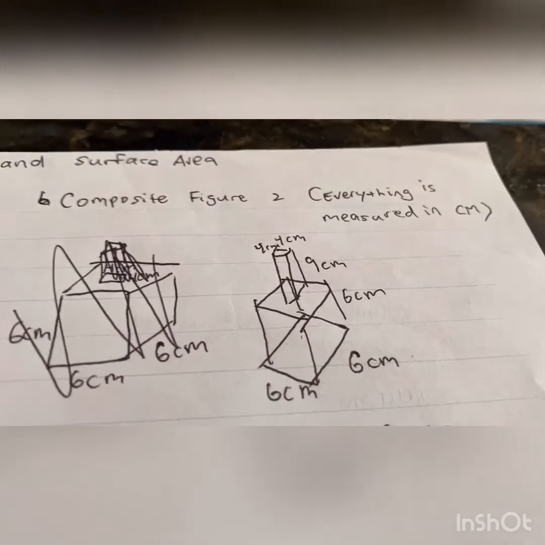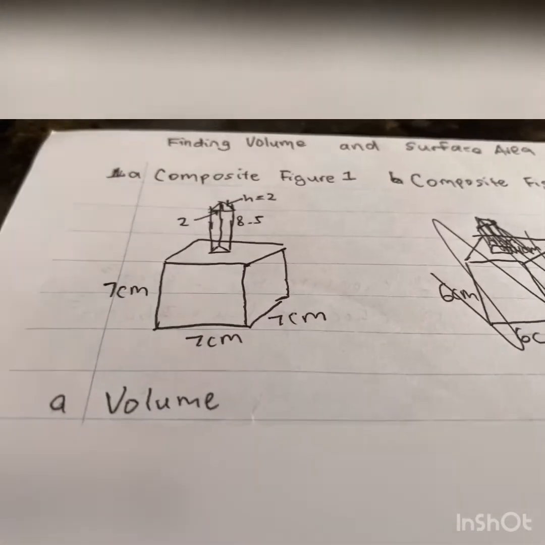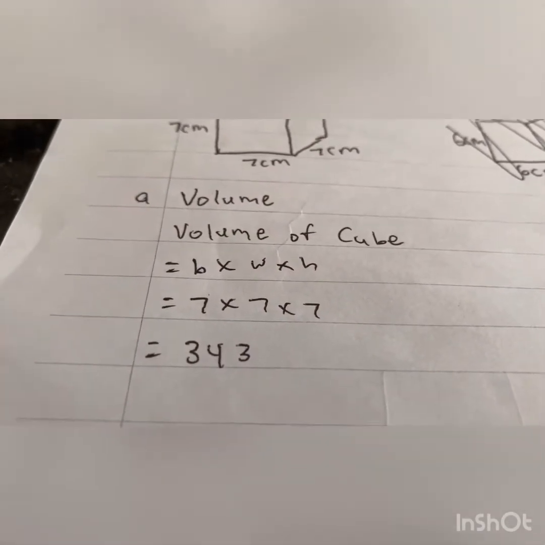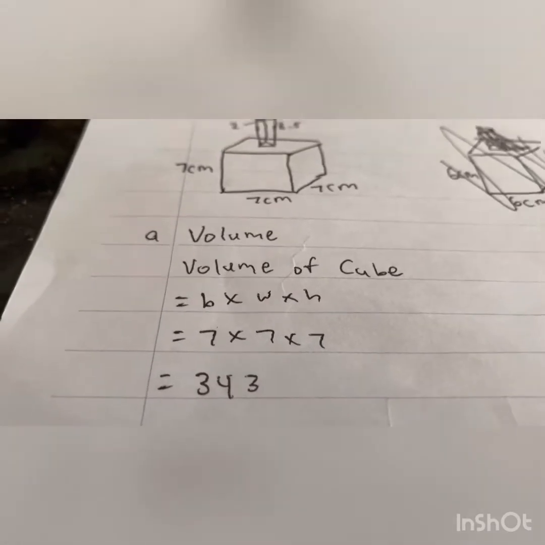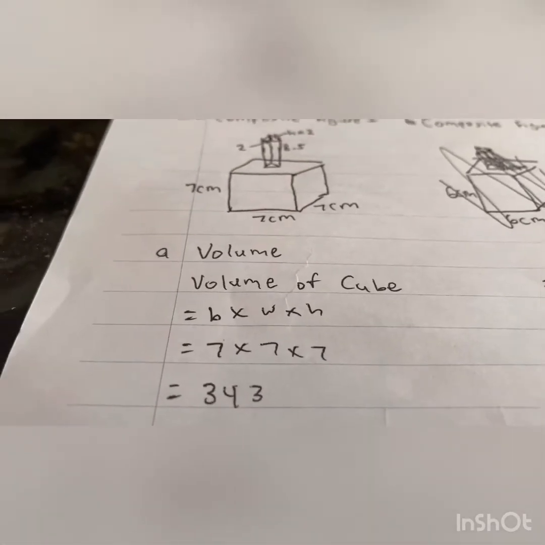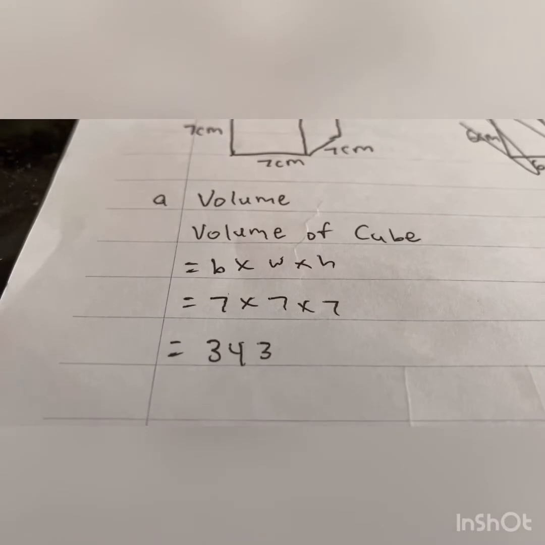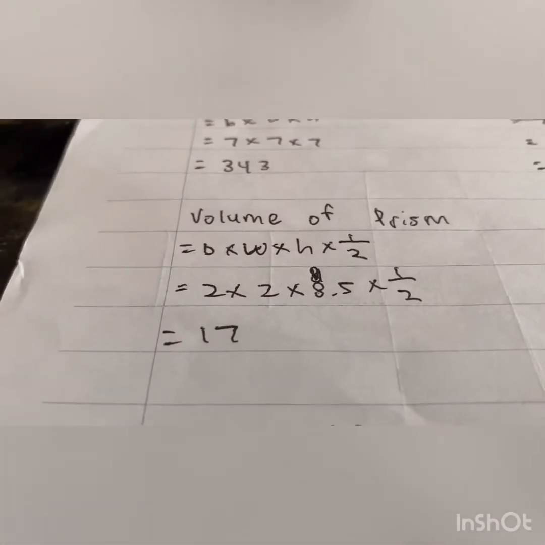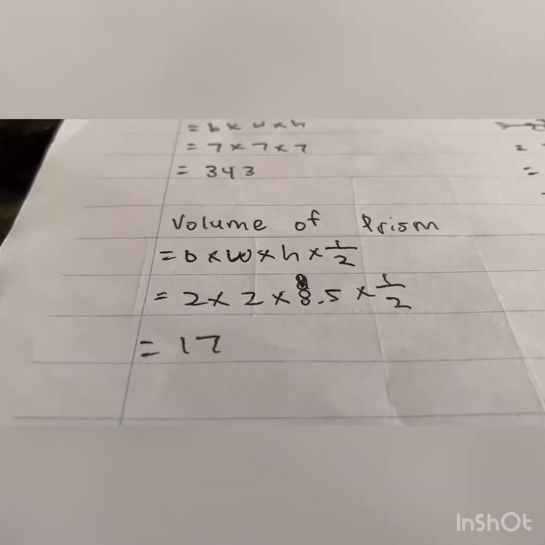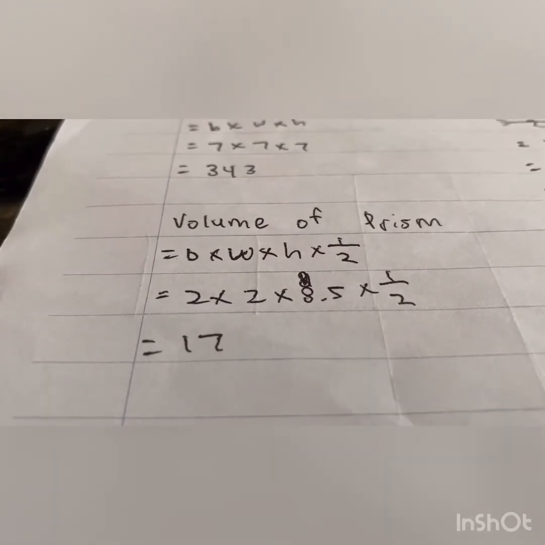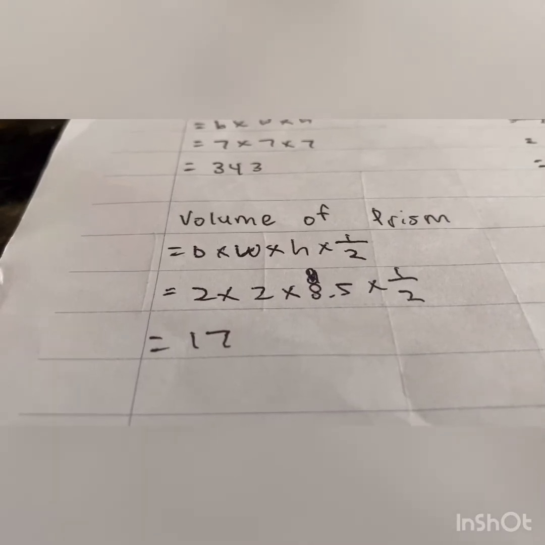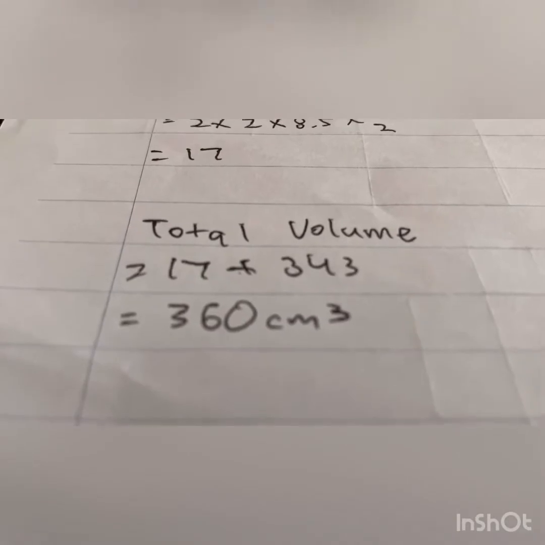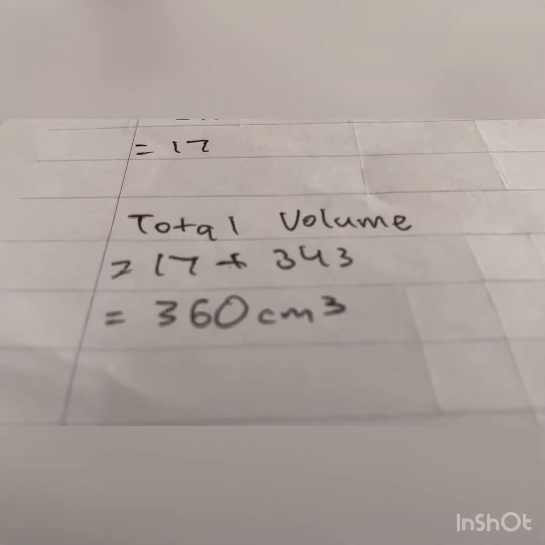Now we're going to head on and find the volume of the first composite figure. To find the volume of the first cube, it's going to be base times width times height, which is, as you can see there, 7 by 7 by 7, which is 343. Then the volume of the prism, which is base times width times height times 1/2, since it is a triangle, it needs to be 2 by 2 by 8.5 times 1/2, which is 17. As you can see, the total here will be 360, since there's going to be 12 chocolate bars inside.